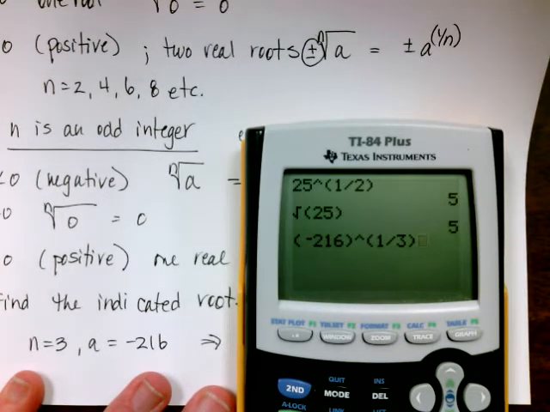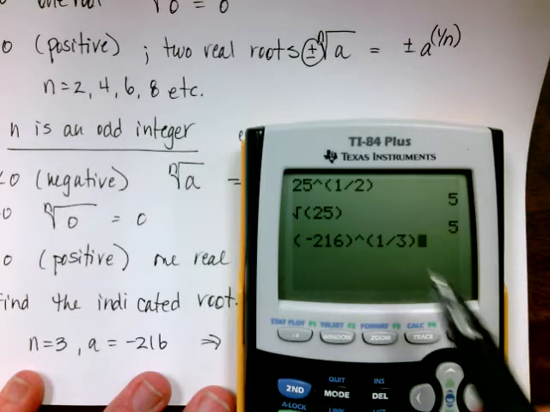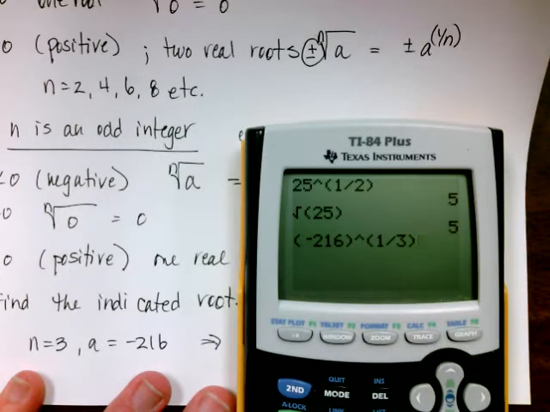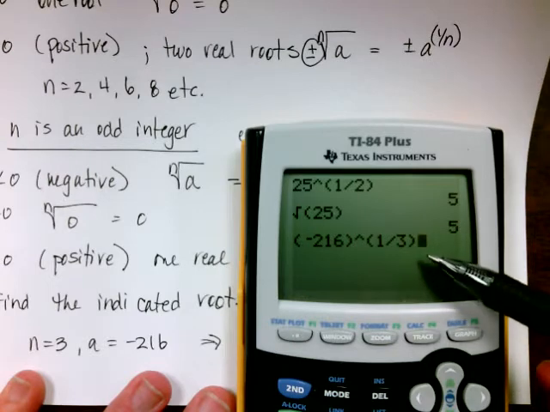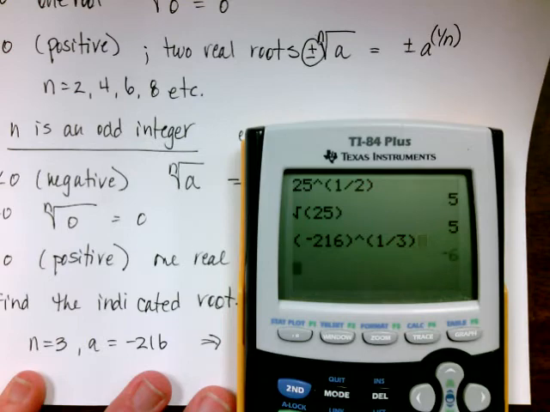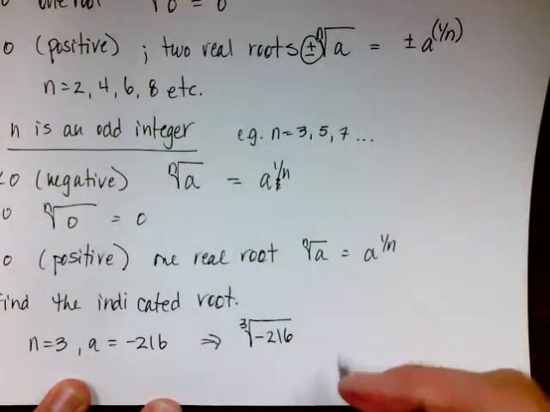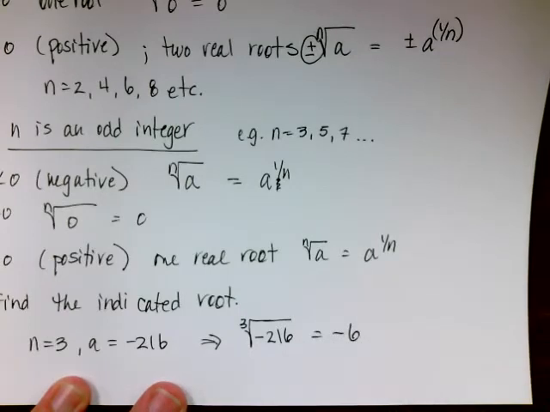Noticing again that I'm putting my third in parentheses. If you have one of the graphers where when you do the caret and everything stays at the top, then you have to be less careful. But for these older calculators, we have to be really careful with our rational exponents. And then I'm going to hit enter, and I got a negative 6. So my solution to this one is a negative 6.